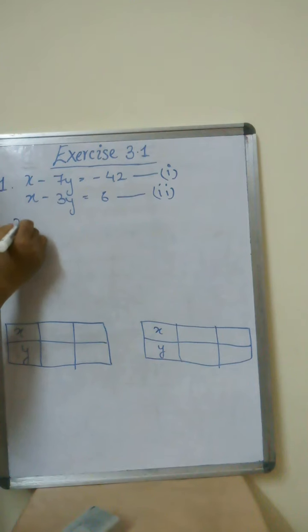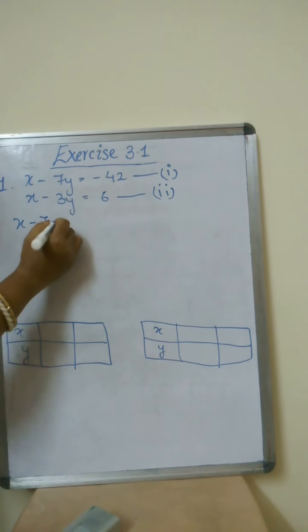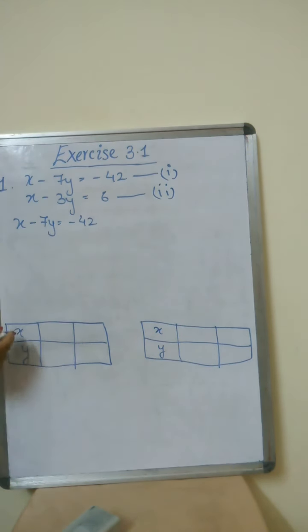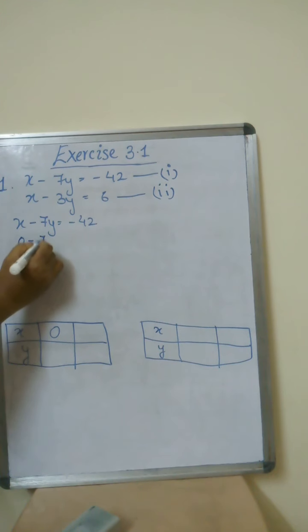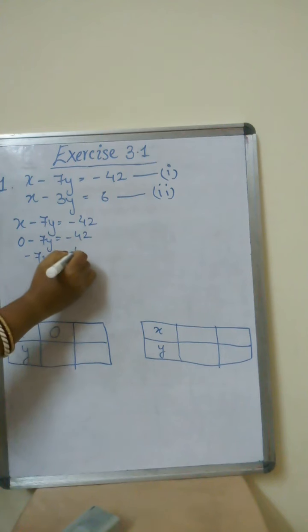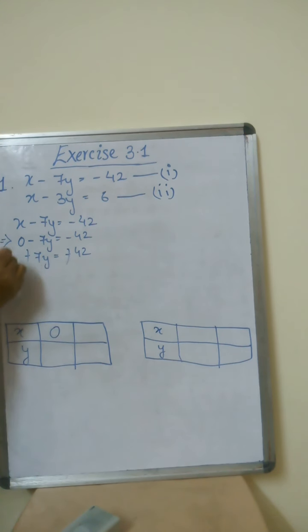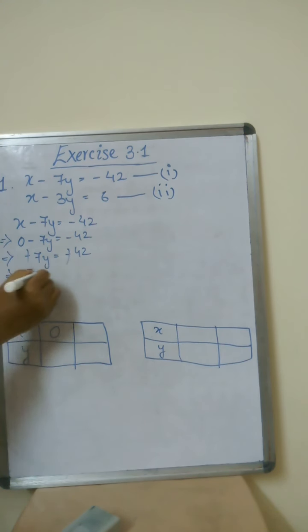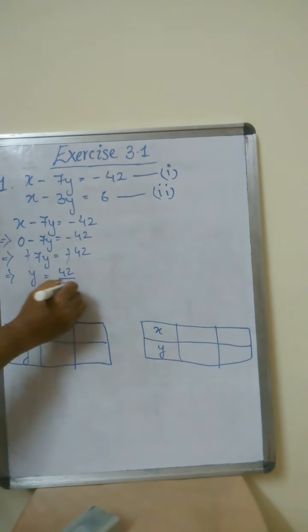So if I take my first equation, X minus 7Y is equal to minus 42, now I take the value of X to be 0. You can take any value; it is not necessary that you take 0, but the lower the value, the easier it is to represent on the graph paper. So I take the value of X to be 0, and minus 7Y is equal to minus 42. Minus minus gets cancelled. So Y will be equal to 42 by 7. 7 sixes are 42.